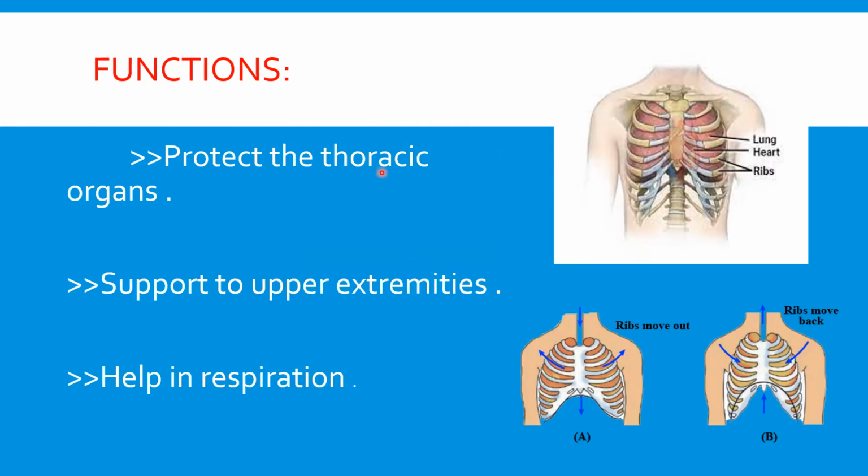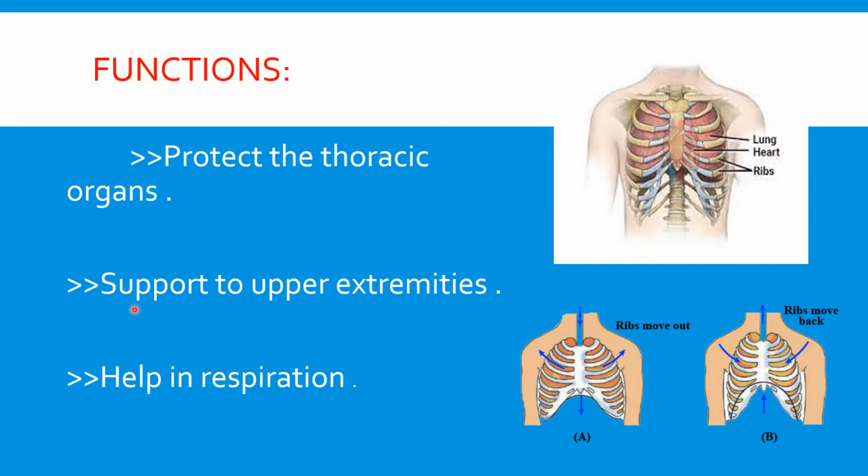Moving to the functions of the ribs. The first main function of the rib is that it protects your thoracic organs. First of all, you have to learn what thoracic organs are. Thoracic organs mean your chest organs that are present in your chest cavity, and you know the lungs and the heart are the main thoracic organs present in your chest cavity. As you can see in the diagram, the ribs are covering and protecting your lungs and the heart. So the main function of the ribs is the protection of your thoracic organs.